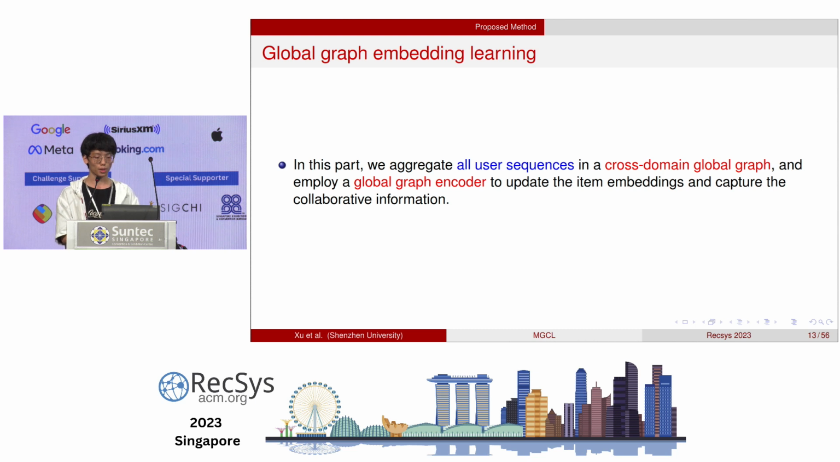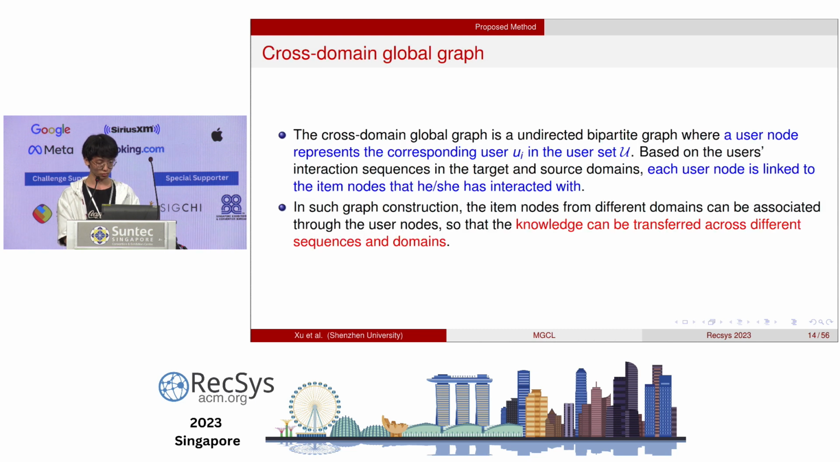In global graph embedding learning, we aggregate all user sequences in a cross-domain global graph and import a global graph encoder to capture the collaborative information. The cross-domain global graph is an undirected bipartite graph, and each user node is linked to the item nodes that he or she has interacted with.